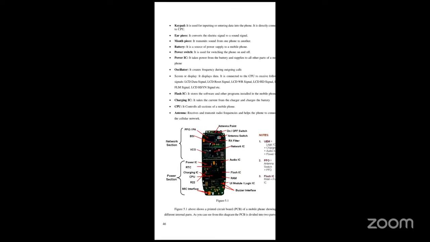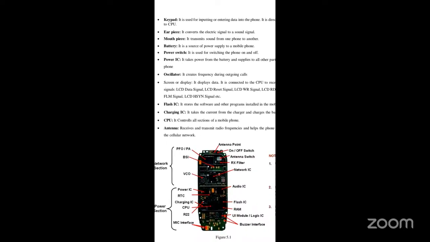First, keypad. It is used for inputting or entering data into the phone. It is directly connected to the CPU. Earpiece. It converts the electrical signal to a sound signal. Mouthpiece. It transmits sound from one phone to another phone.